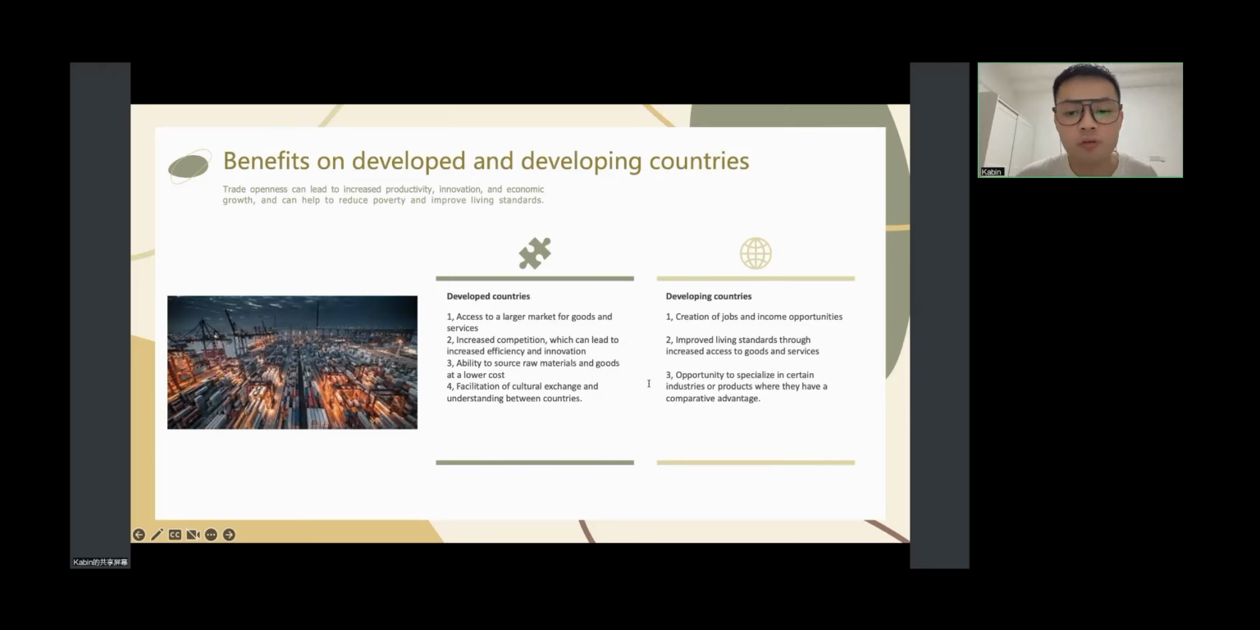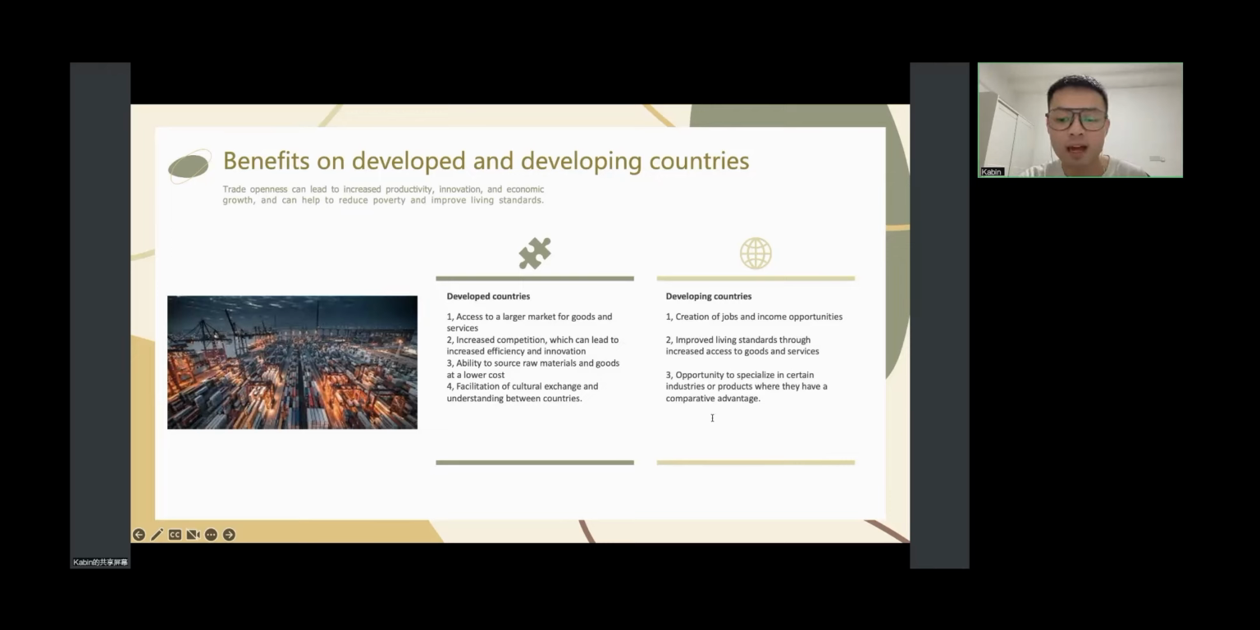Number two, improved living standards through increased access to goods and services. Developing countries become more integrated into the global economy. Citizens may have access to a greater variety of goods and services, which can improve their standard of living. The last one, opportunity to specialize in certain industries or products.